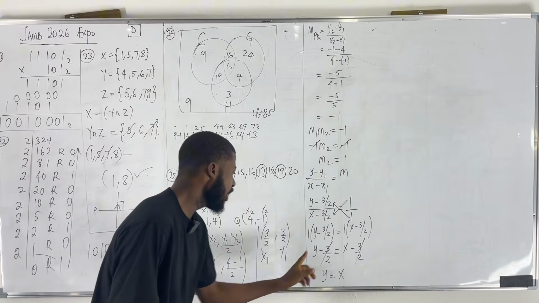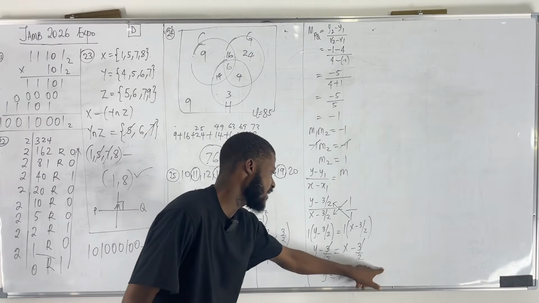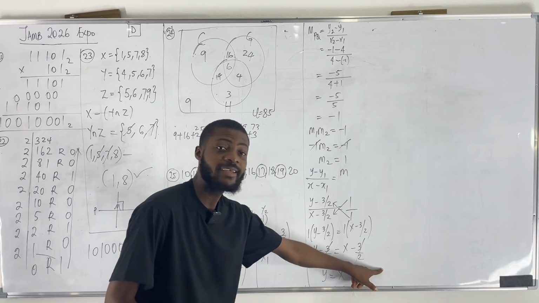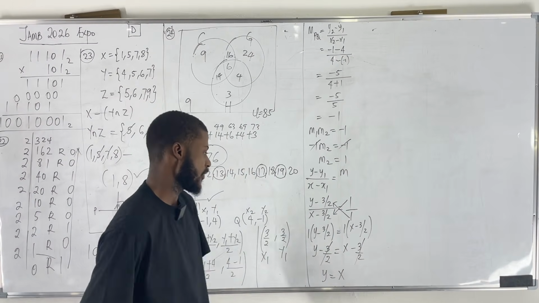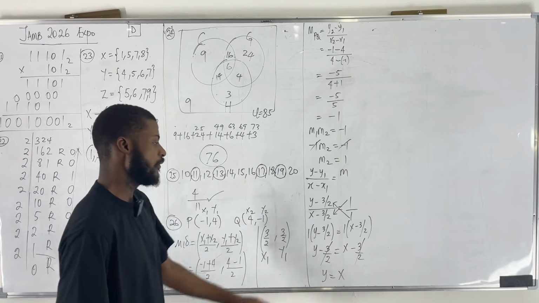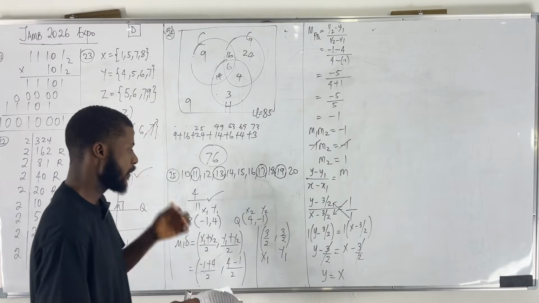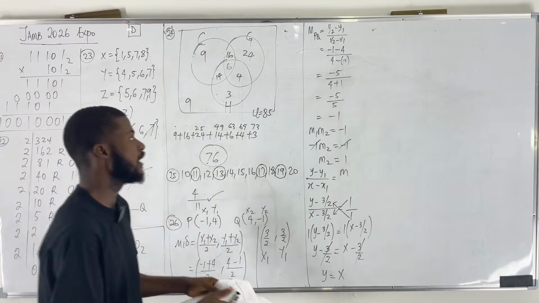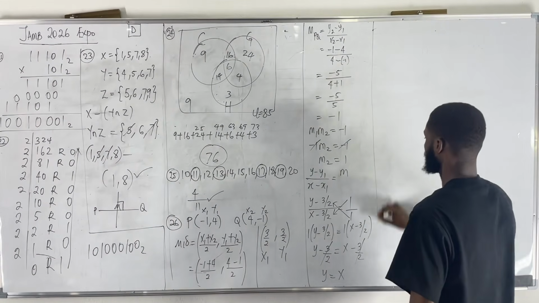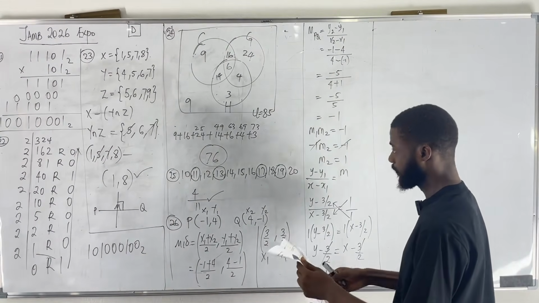Take note here. If you take this minus 3 over 2 to this other side, you will get plus 3 over 2. So that will not give you 0. That's why I just cancelled it out, because they are the same thing. So even if you take one to go and measure that one, you will get plus. So it will not cancel out. So the answer to that question will become B. That will be the answer. Let's move on to the next one.